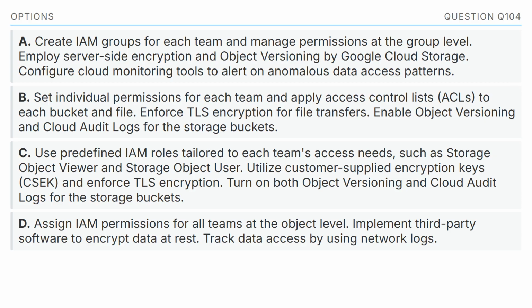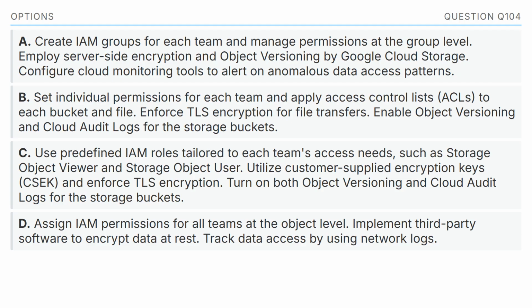Option C. Use predefined IAM roles tailored to each team's access needs, such as Storage Object Viewer and Storage Object User. Utilize customer-supplied encryption keys, CSEK, and enforce TLS encryption. Turn on both object versioning and cloud audit logs for the storage buckets.